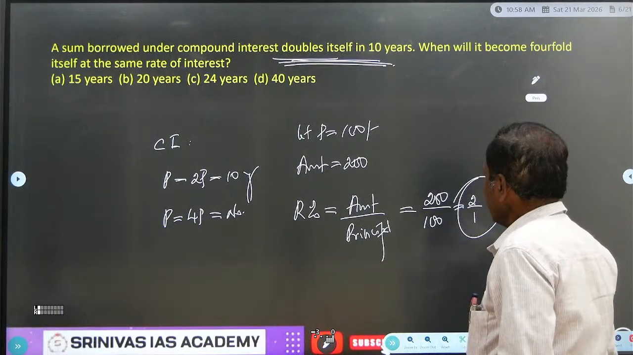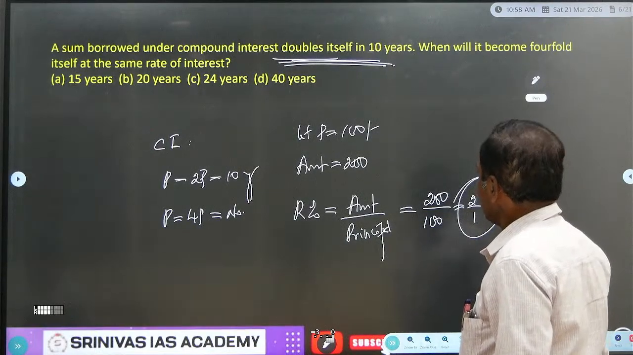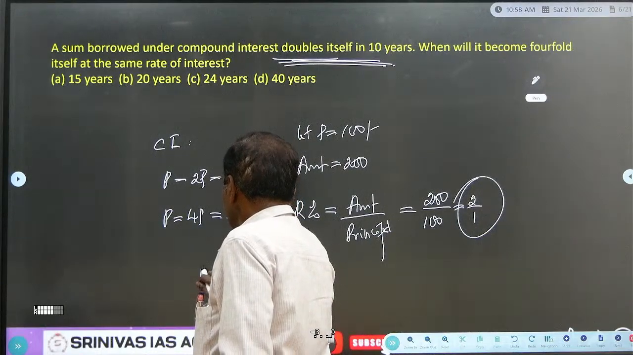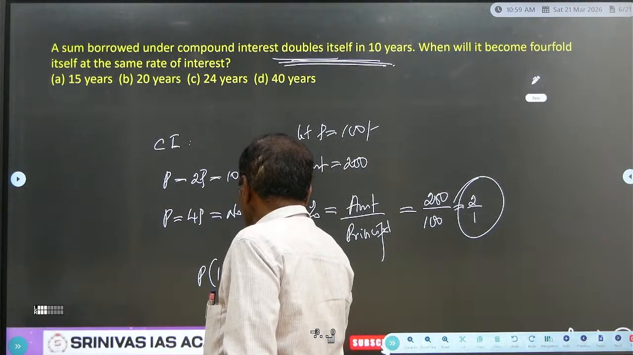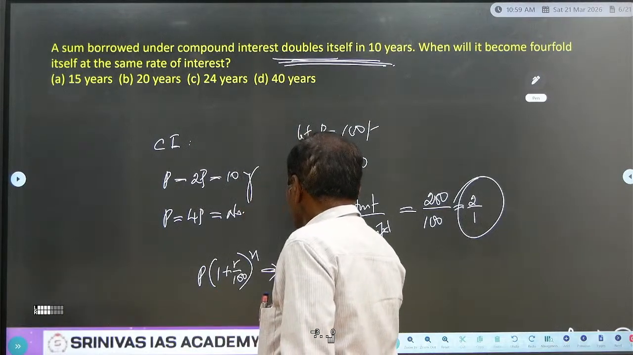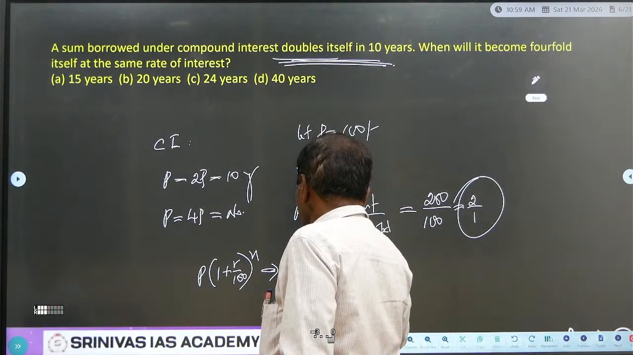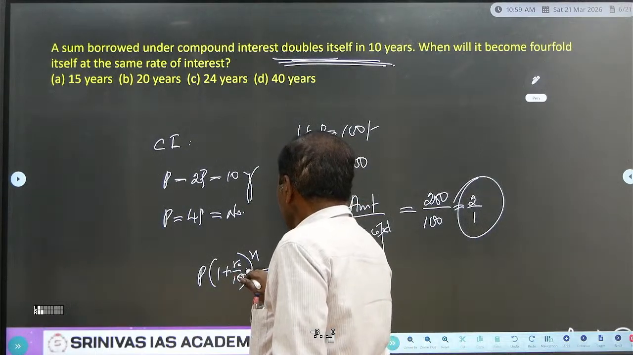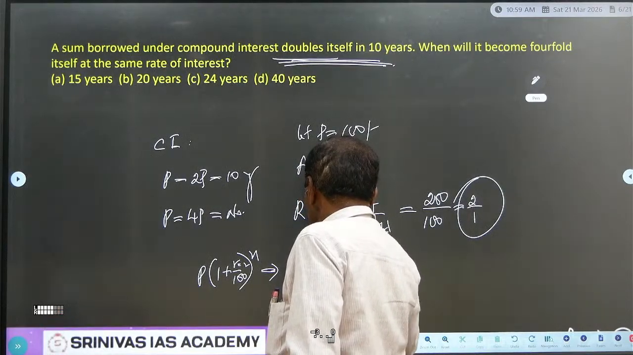You can say 2%, you can keep it. For 4 years, how much can you keep? P into 1 plus R by 100 to the power of n. What is the next step we can take? How much P have we taken? 100, into the rate of interest, which can be 2. It means 102, 102 by 1.